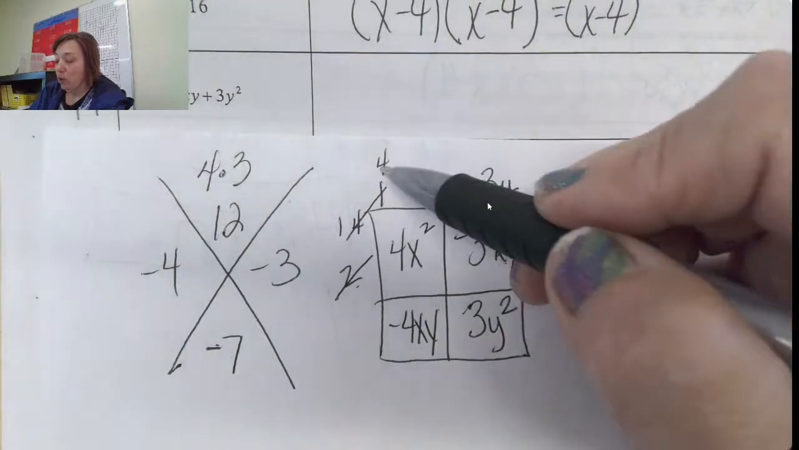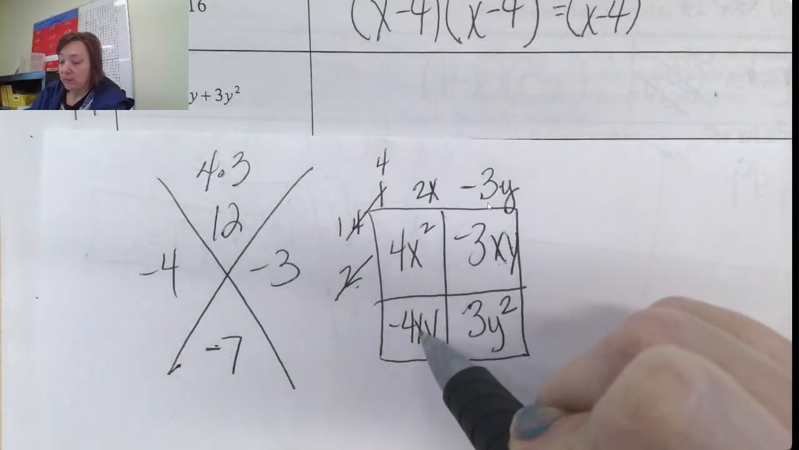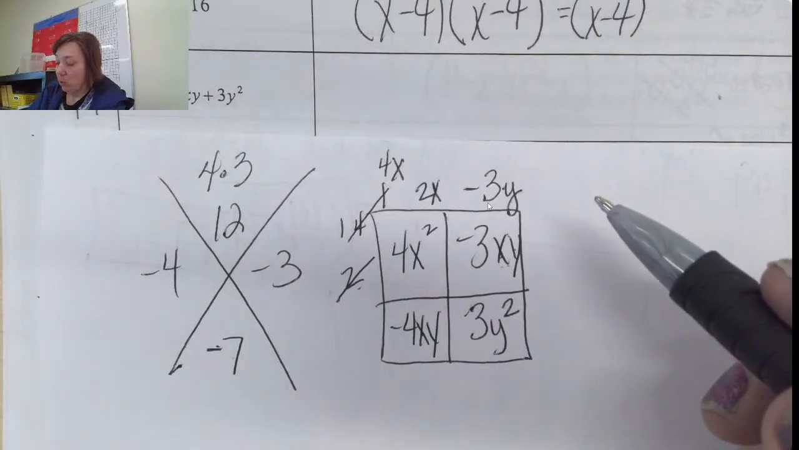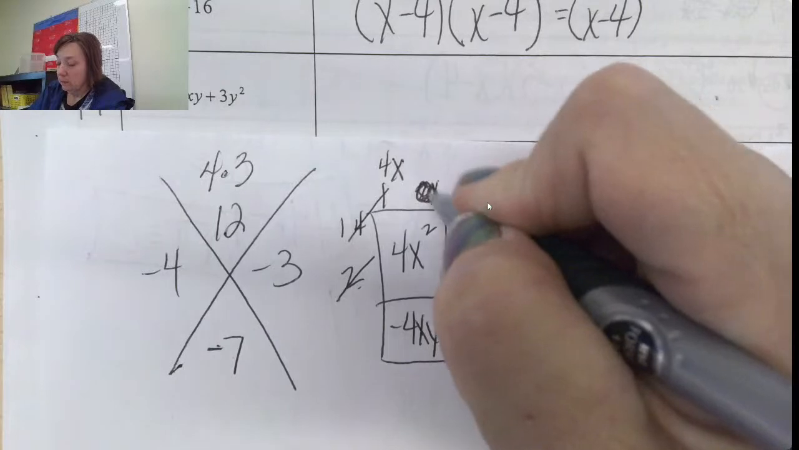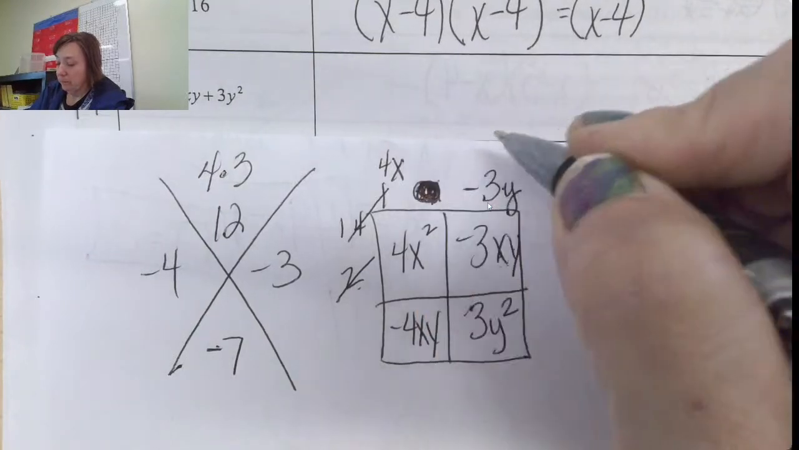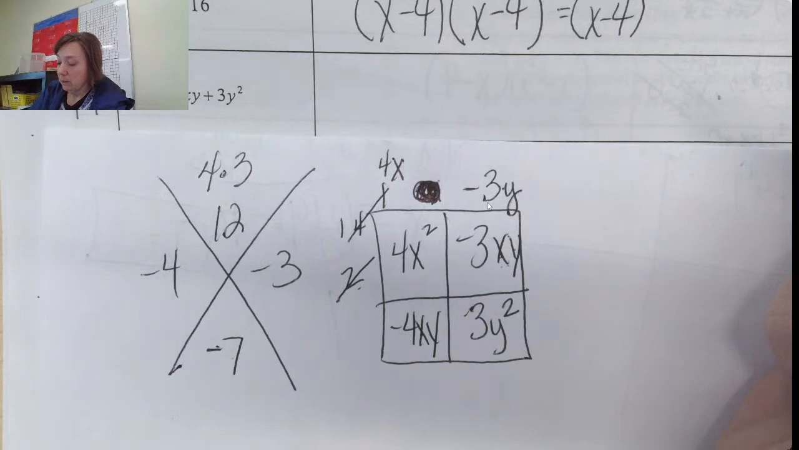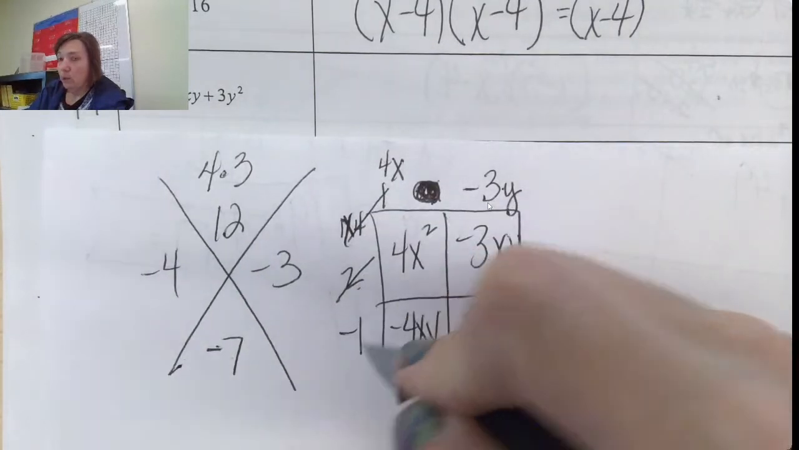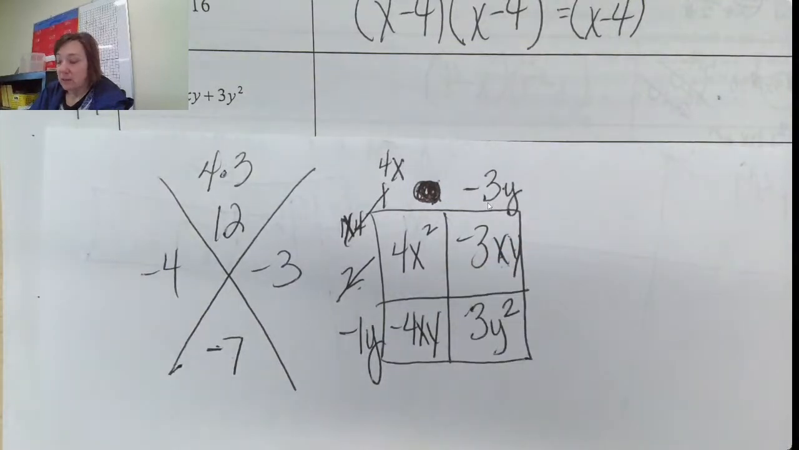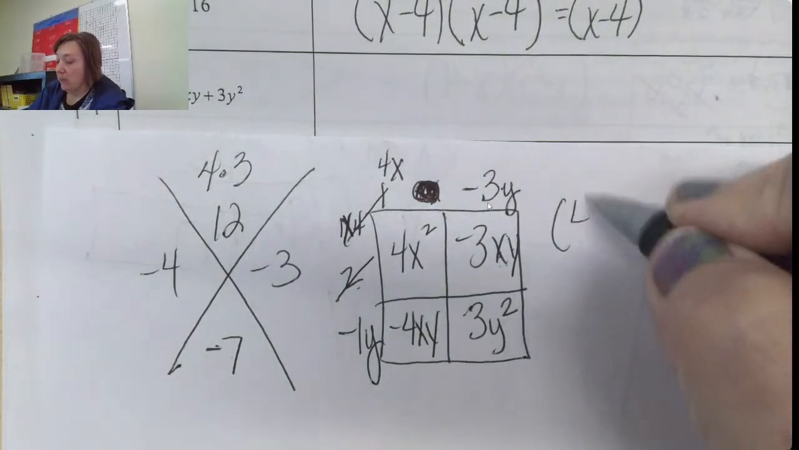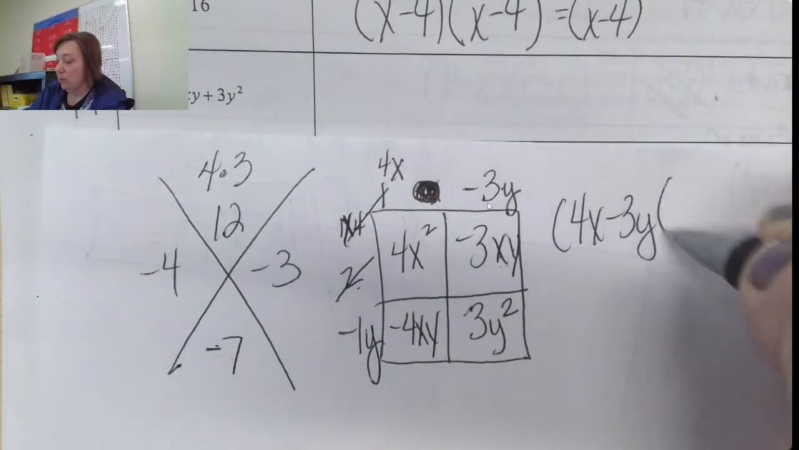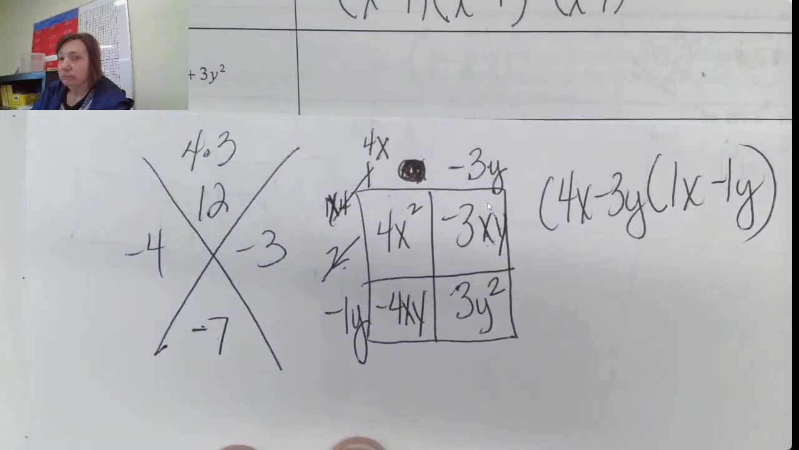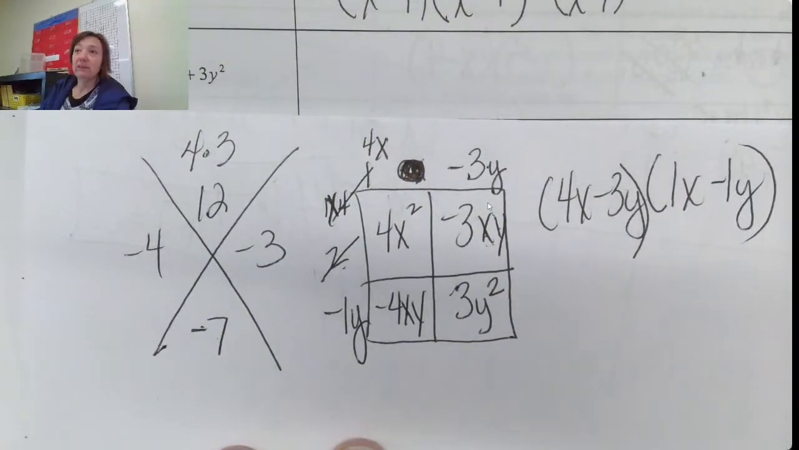What can I multiply 4 by to get negative 4? This is 4x, remember? I don't know why I put that right there. That's 1x. So, what's that got to be? Negative 1y. Do y'all see it? So, I've got 4x minus 3y times 1x minus 1y. That one was hard because of the x and the y.